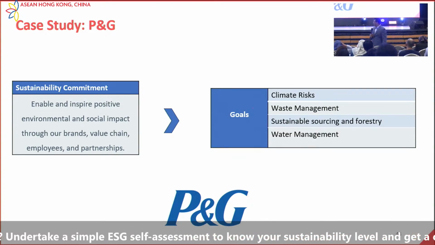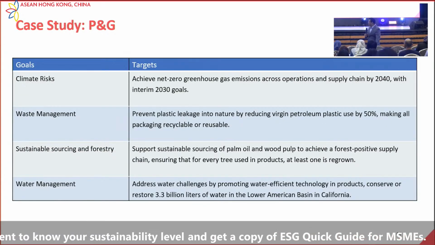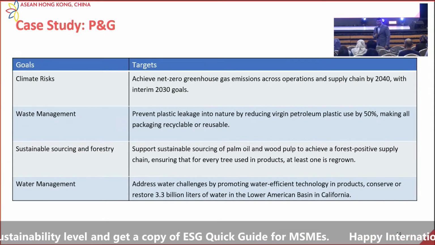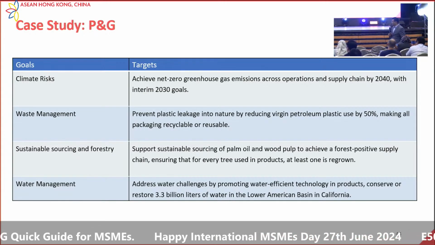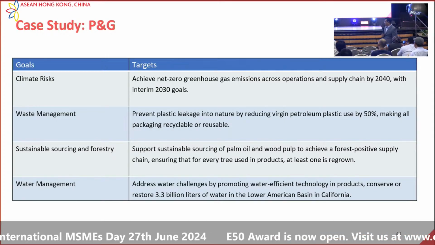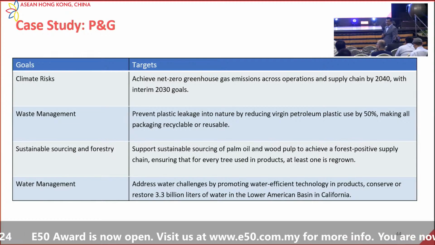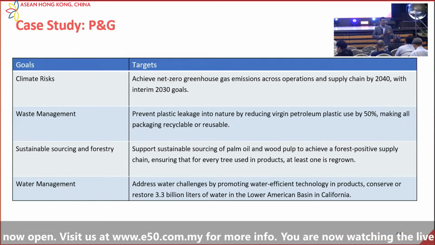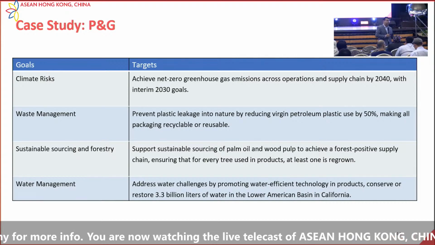Okay. Next, please. So again, still on P&G. Very simple targets. Achieve net zero. Of course, simple for them lah. Achieve net zero by 2030. Prevent plastic leakage. Support sustainable sourcing. Water management: address, conserve, restore 3.3 billion liters. I'm not going to read word for word. It's just going to bore you. The point I'm trying to make here is it's very simple, guys.